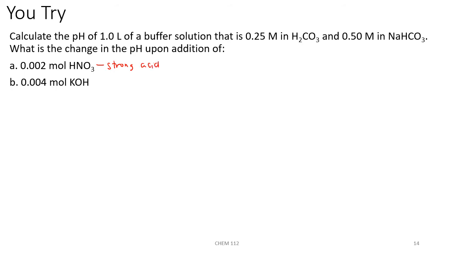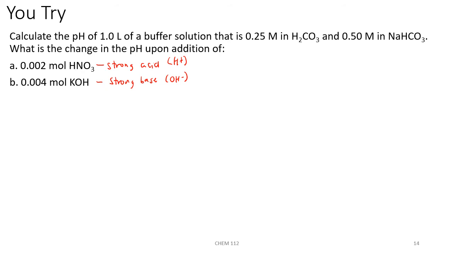and a strong acid is essentially a source of hydrogen ion, and B, 0.004 moles of potassium hydroxide, which is a strong base, and any strong base is essentially a source of hydroxide ion. So we're going to have 3 parts. First, we're going to find the pH of just the pure buffer solution, and then we'll see how the pH will change when we add a little bit of strong acid, and how the pH will change when we add a little bit of strong base to that initial buffer.